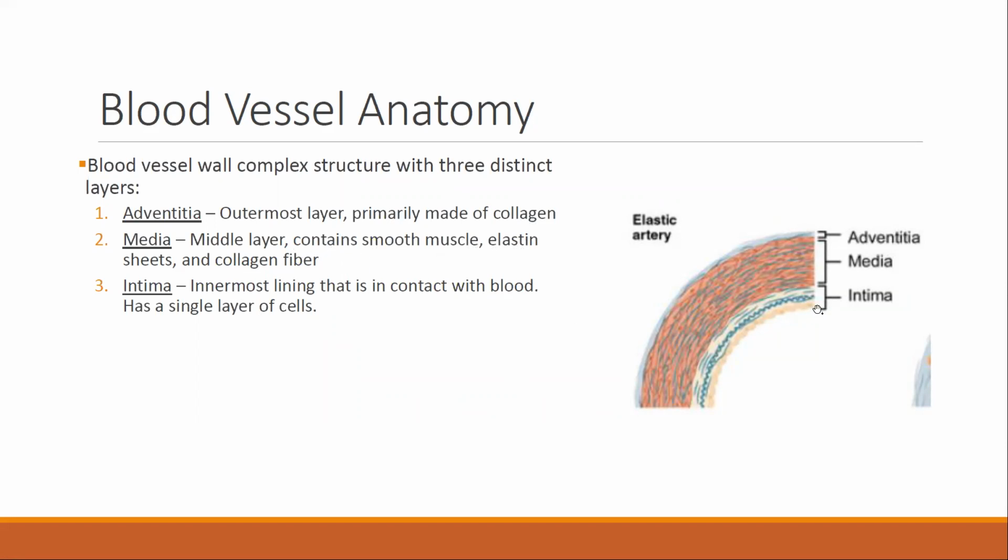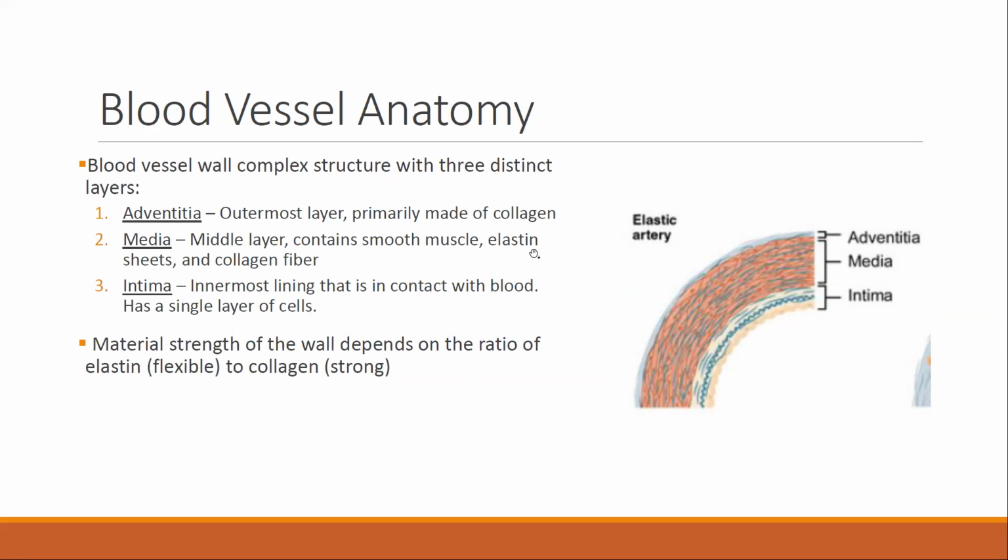Okay, and then the innermost layer here is called the intima, and the intima has a very important role because this is actually what's in contact with your blood. Usually the intima is only about 1 cell thick. So there's basically only a single layer of cells that separates your blood from your media, which is the muscle in your blood vessels.